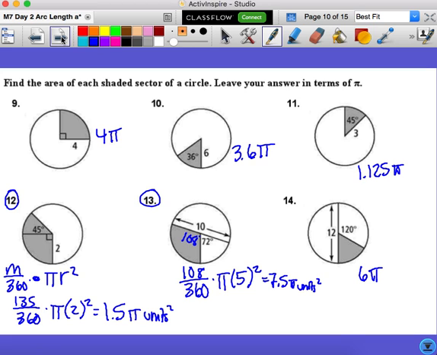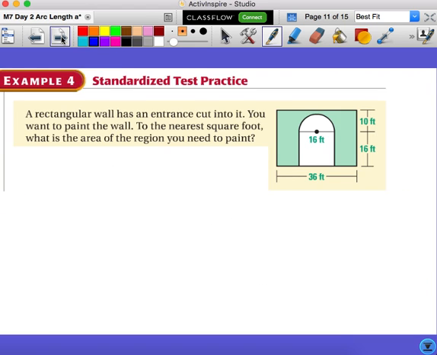Now I did leave off all of my units there, so do make sure that when you give your answer that all of these have units squared as your answer. And don't forget that pi symbol, like I said, or that will make a big difference in your final answer.